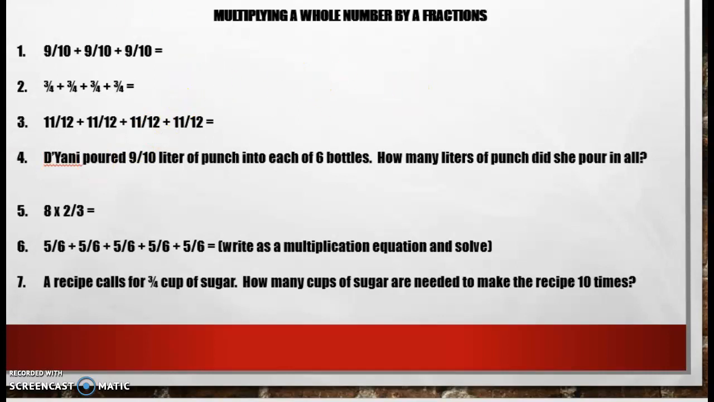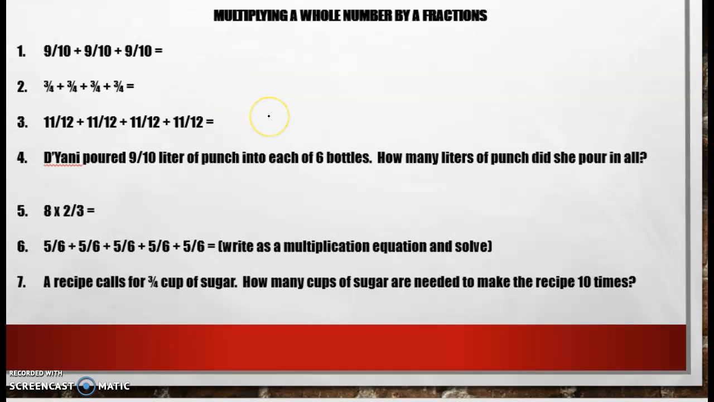Okay. So, we are going to multiply a whole number by a fraction today, and we have done this before. This is not something brand new. This is kind of like a review lesson, to make sure it's still fresh in our brain. Okay, so let's look at our equations.